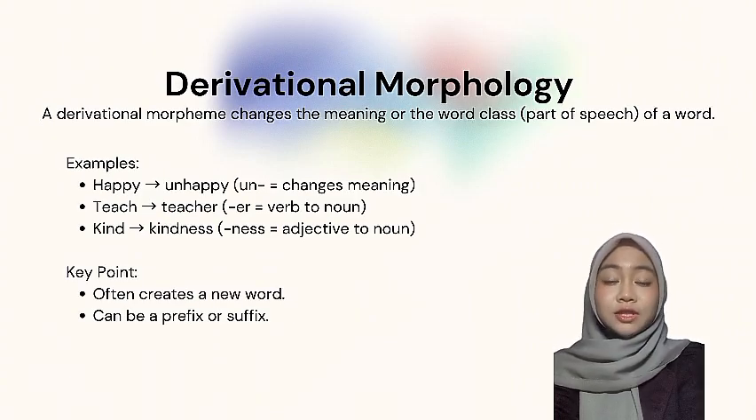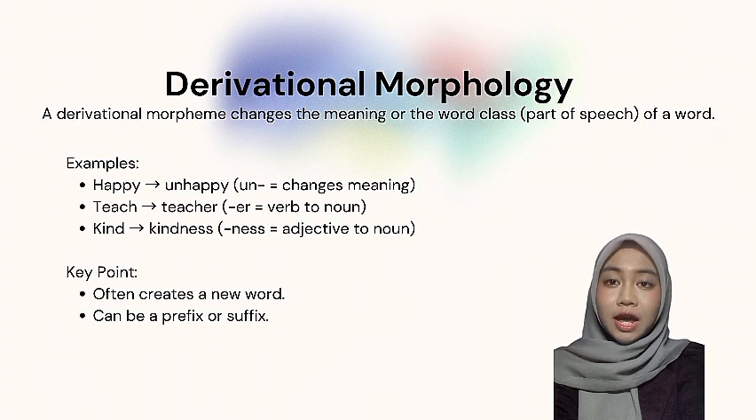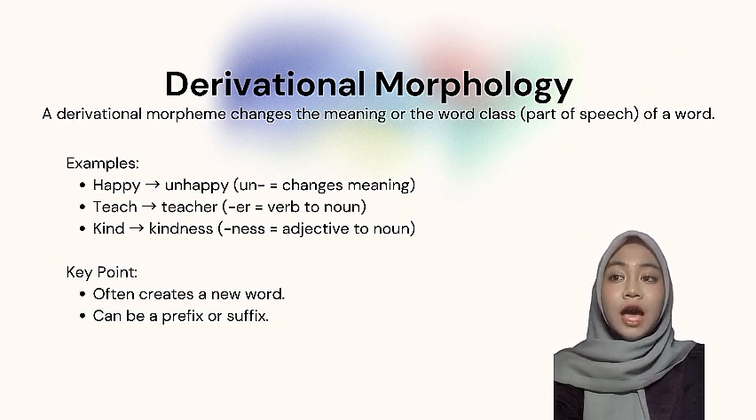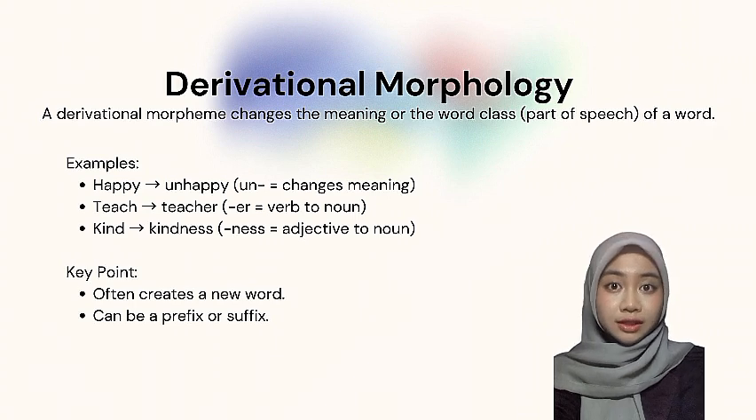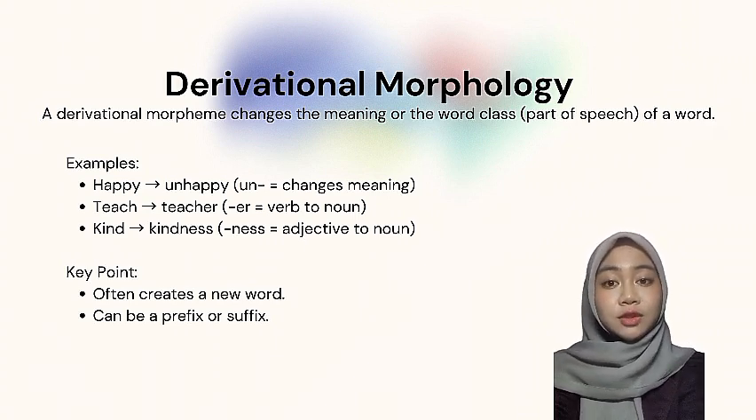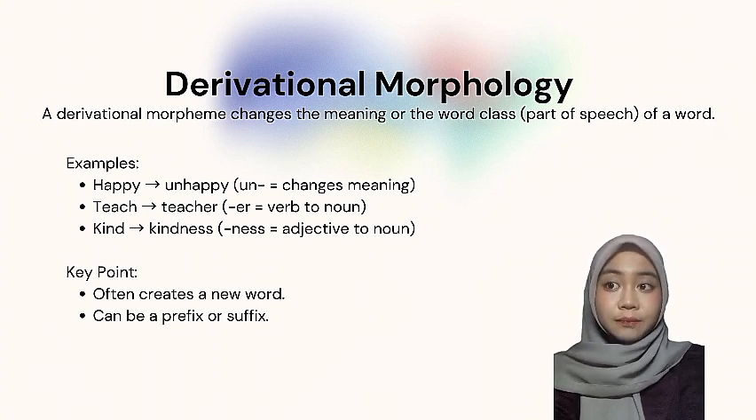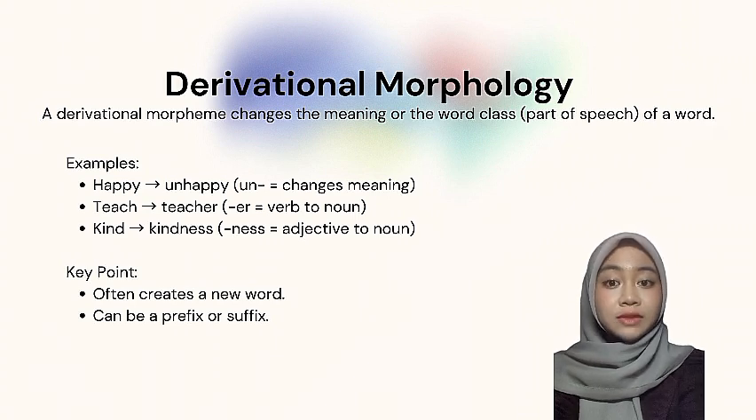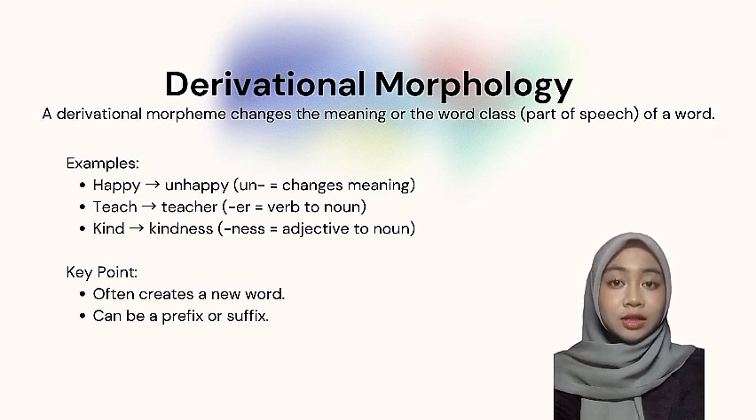Okay, move to derivational morphology. The definition is a derivational morpheme changes the meaning or the word class, part of speech, of a word. For example, happy and unhappy. The un changes the meaning from positive happy to negative unhappy. And then teach and teacher. The changes from verb teach to teacher noun.